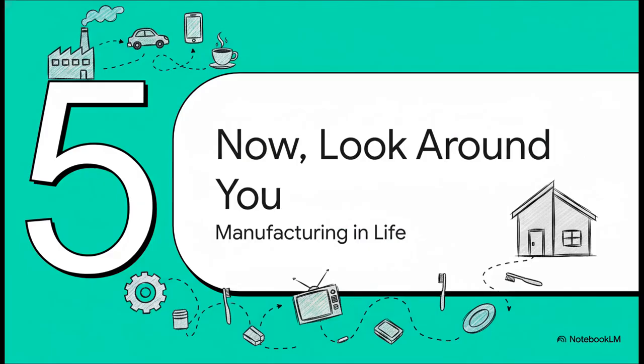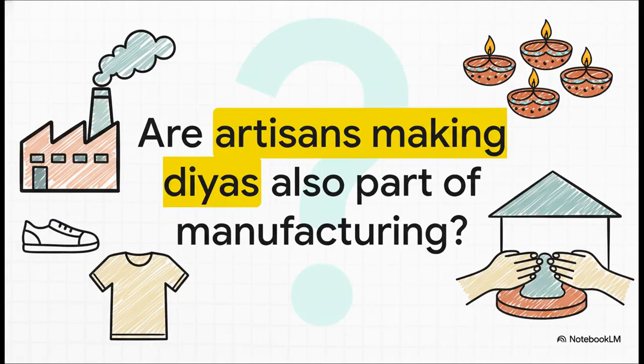So, we've learned what manufacturing is and why it's so important. For our last section, let's bring all this knowledge back into our own lives, shall we? You might have a question at this point. We've talked about these huge factories making shoes and clothes, but what about those diyas that Harish saw in the market? They are usually made by individual artisans right in their homes. Does that also count as manufacturing?